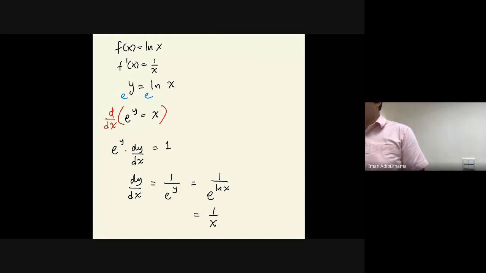So you can also prove with implicit differentiation. It is useful, so you can prove things more and more easily.